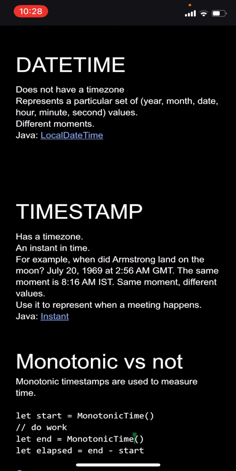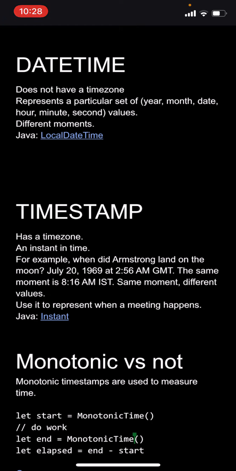It's like saying you can measure weight in pounds, you can measure currency in pounds, British pounds, but they're not the same thing, right? Though they look the same. Similarly, a timestamp has a time zone. That's the difference as compared to the datetime. But when you add a time zone, it represents a point in history, an instant in time.